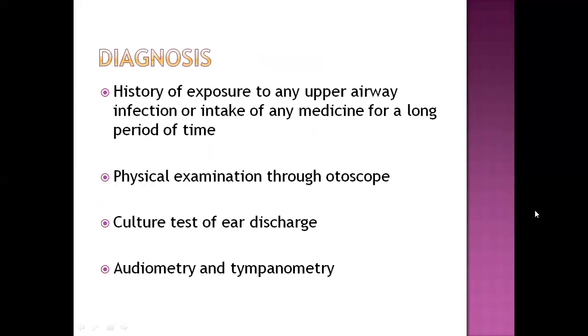We can diagnose acute otitis media, first of all, by obtaining history. We should take a history of any previous middle ear infection or upper airway infection, because they are both connected through the eustachian tube anatomically. Also, physical examination or ear examination can be done through an otoscope. A culture test of ear discharge should be done so that we can find out the nature of the pathogen. Audiometry and tympanometry can be done to localize the site from where infection or inflammation has begun.